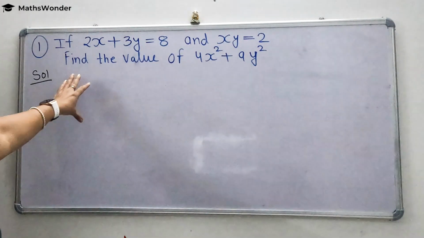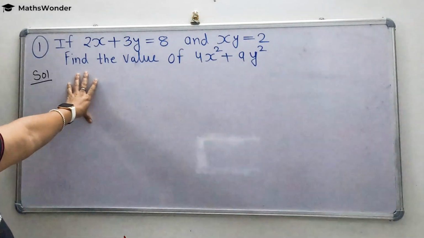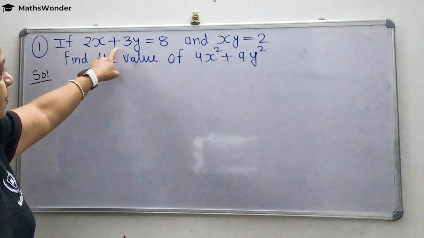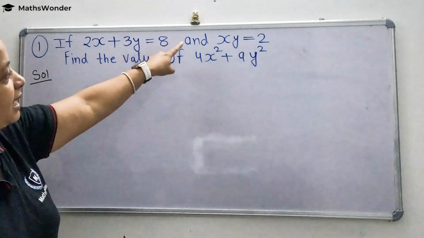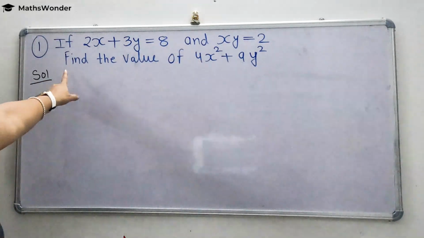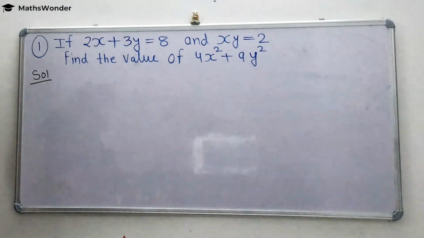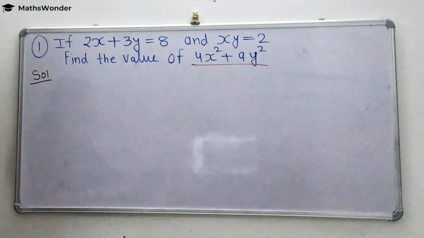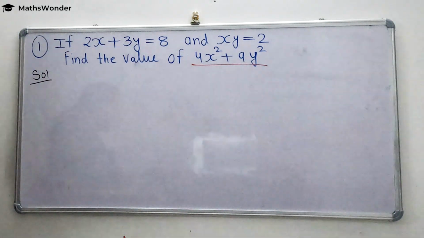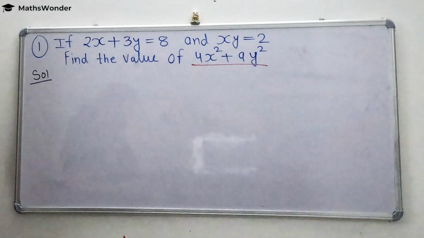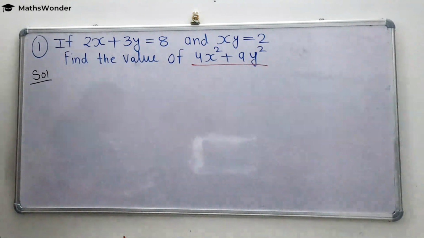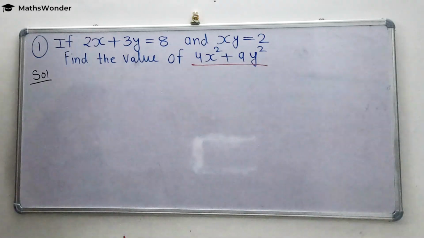So the question is based on identity, which we have learned 3 identities, okay? So the question is, if 2x plus 3y is 8 and xy is 12, find the value of 4x square plus 9y square. You have to find the value of this part. For these questions, we have a technique, always solve with the techniques.